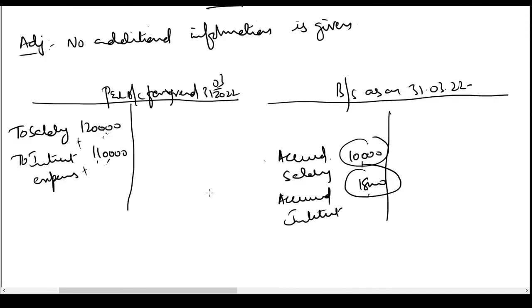So this is how we deal with this problem, and we are preparing the P&L account and the balance sheet. Next year when we pay these amounts, we'll pass the entry accrued salary account debit to bank and accrued interest account debit to bank. Okay. We'll take one more illustration, a very simple illustration.